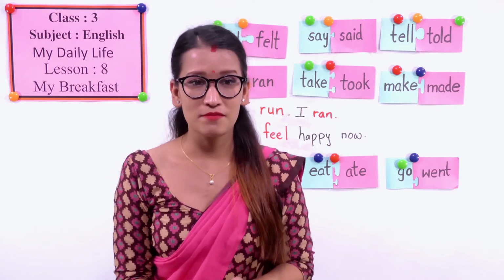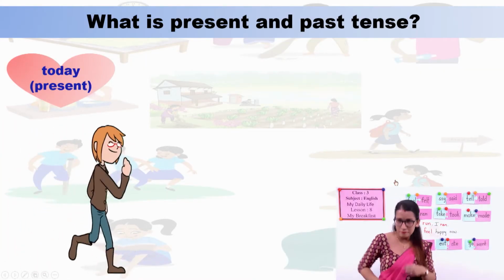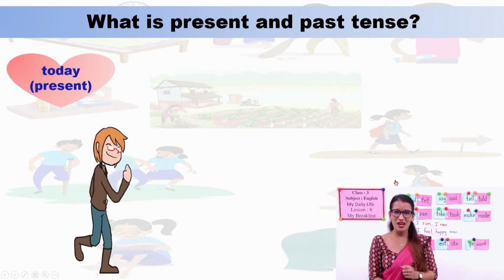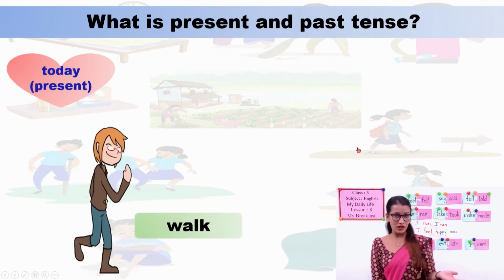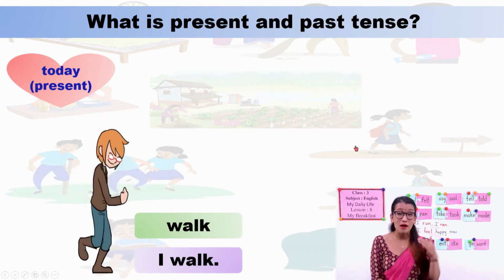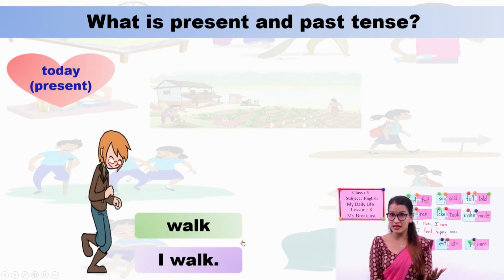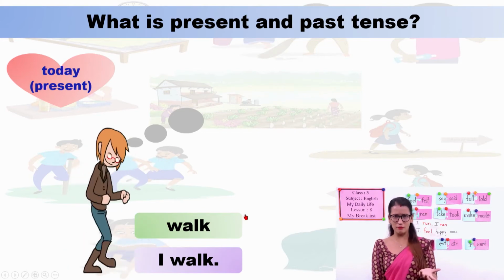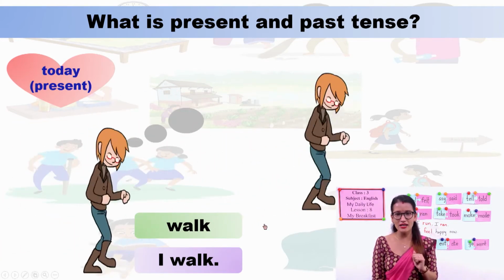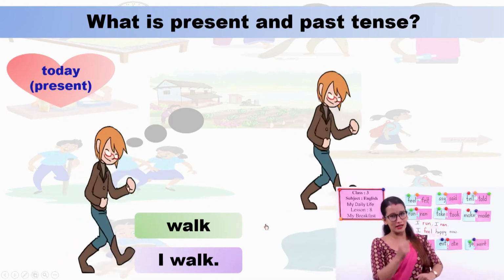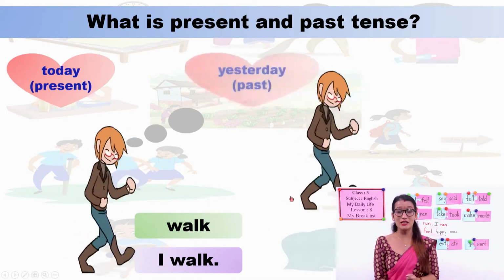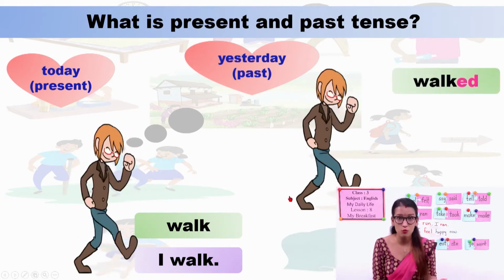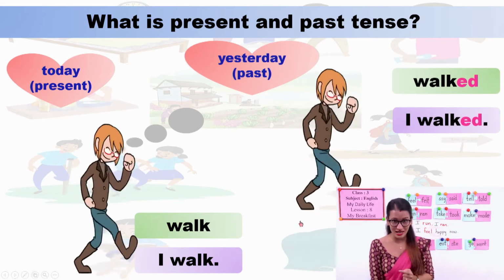Okay, look at here. Today, present. Look, what is the boy doing? What is he doing? Yes, walking. He says, I walk. That means past or present? Present. Yes, right now he is walking. So he says, I walk. And he's thinking, what did I do one minute earlier? And look. What is it doing? Okay, this is past. So he says walked. Yes, I walked. Yes or not?